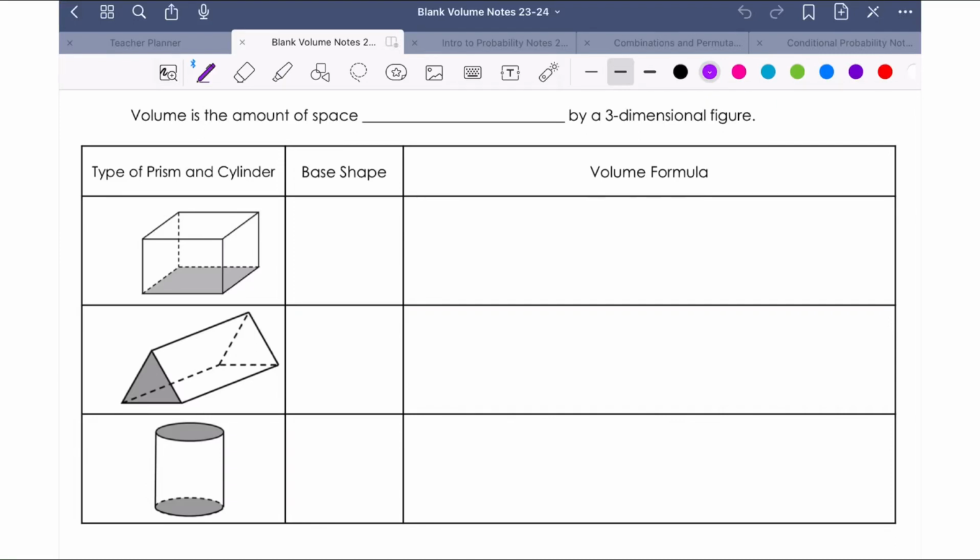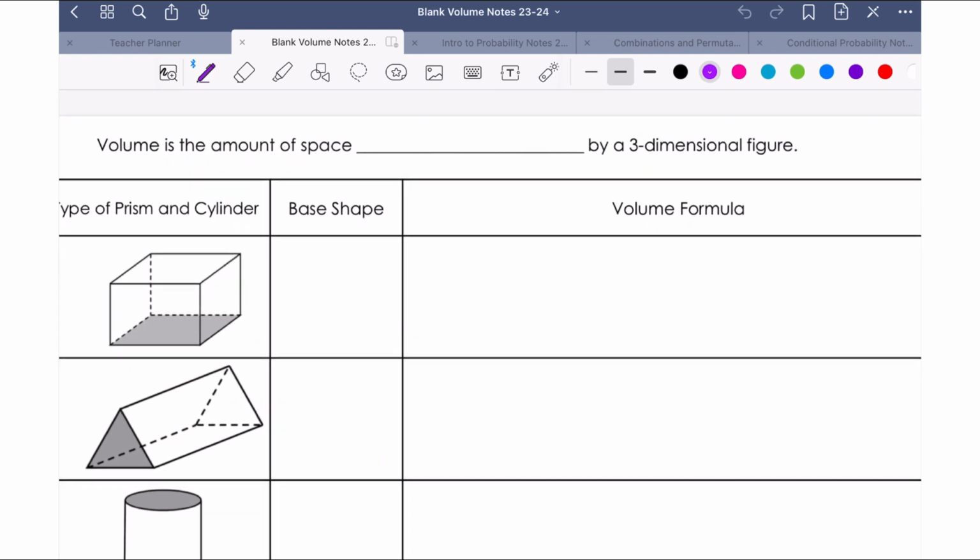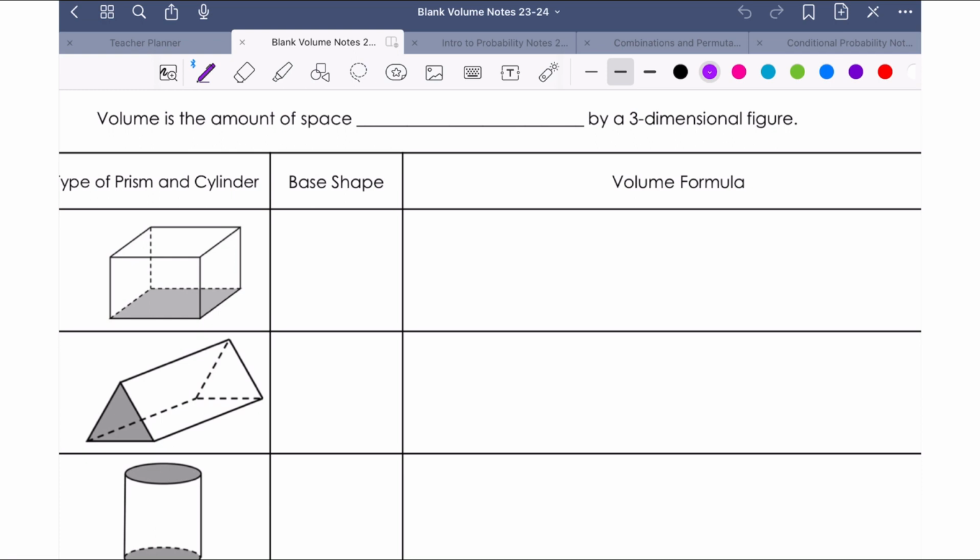Right, we're back now with some more 3D figures. This time we are doing volume. Okay, so what is volume? Volume is the amount of space occupied by a three-dimensional figure.